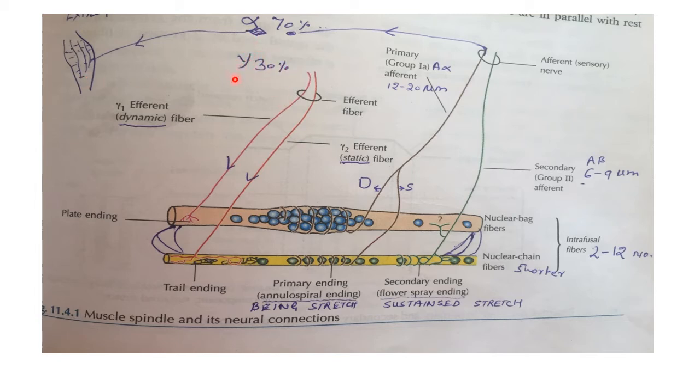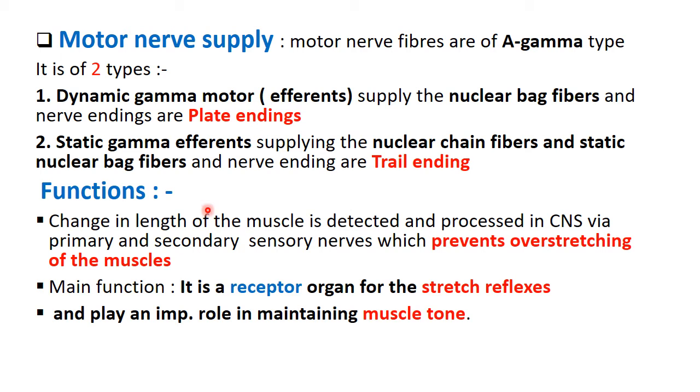So this gamma motor neuron, which is present in the anterior motor neurons, supplies the muscle spindle fibers and is responsible for tone. The motor nerve fibers, as in this slide it is very clear, are of two types: dynamic gamma motor neurons, efferent, and static gamma motor neurons. Now the function is, number one, they prevent overstretching of the muscles, and this receptor is for stretch reflexes. An important thing is muscle tone. It is responsible for muscle tone.